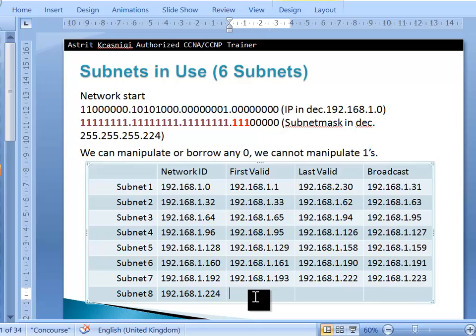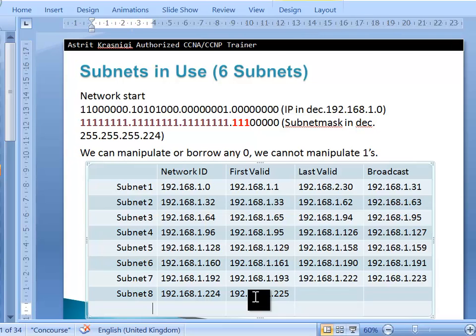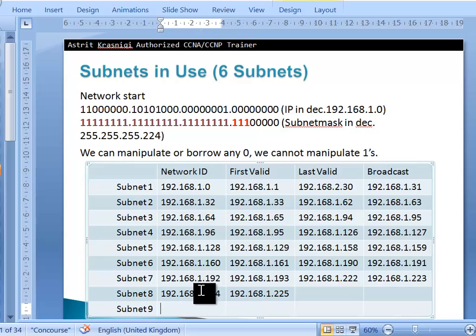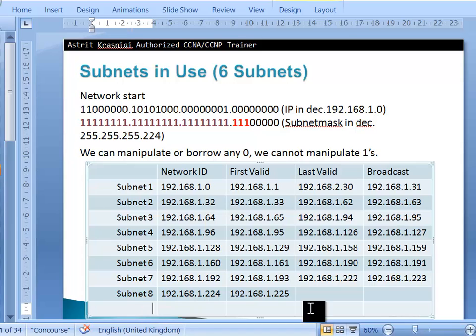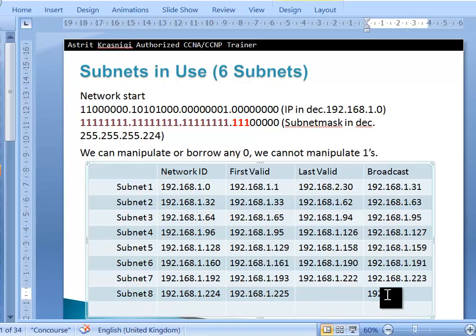For subnet 8, the first valid address is subnet ID plus 1, so 192.168.1.225. And again, to find the last valid and the broadcast, it's better if you find the next subnet, subnet 9, which is 192.168.1.what? 224 plus 32 is 256. 256 is not allowed. Up to 255, 0 to 255. Which means that we have reached the end. So there's no subnet 9. Okay, so let me delete that. So subnet 8 is right at the top. Reached the end.